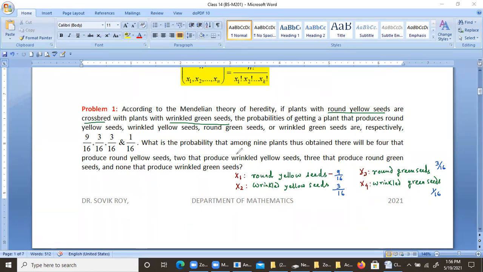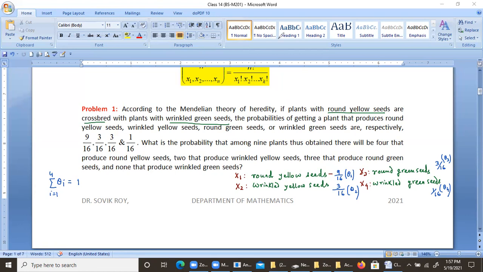If I compare this particular problem with the given conditions of the multinomial distribution, you can say that this is your theta1, this is your theta2, this is your theta3, and this is your theta4. And what we see is that if we add all these thetas, we get 9 plus 3, that is 12, plus 3, that is 15, plus 1, that is 16, which is 1. So one condition is being satisfied.